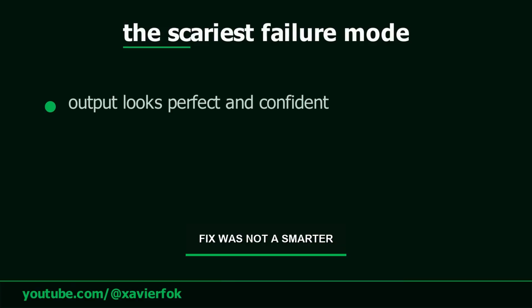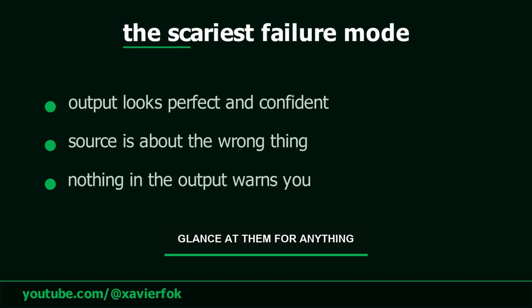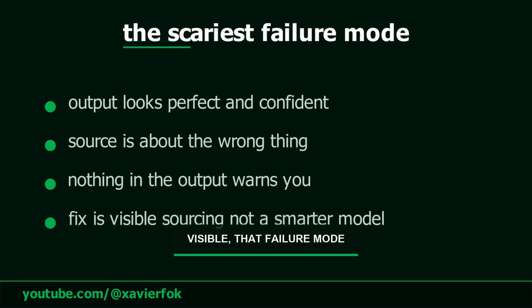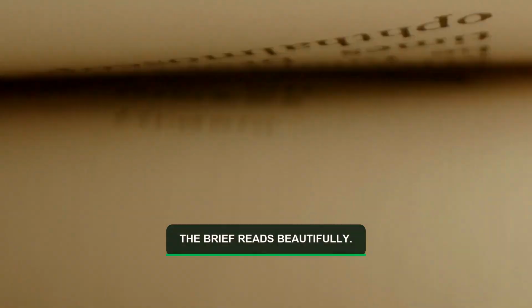The fix was not a smarter model. It was making the agent always show its sources and making myself actually glance at them for anything important. The moment the sourcing is visible, that failure mode becomes catchable, because a quick look reveals the source is off topic even when the brief reads beautifully.